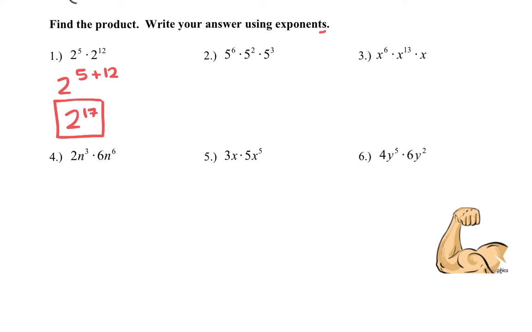And again, you can write your answer using exponents, so we're not going to use our calculator. You don't need to calculate what 2 to the 17th power is. You can leave your answer with exponents, but you want it to be as simplified as it can be.